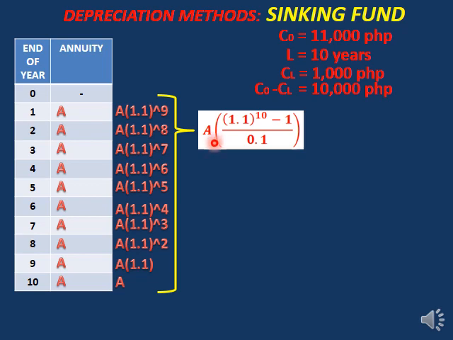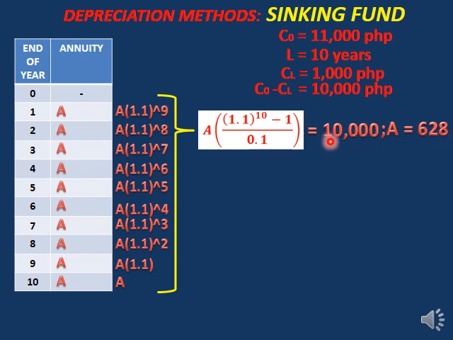Now we know that this amount must be exactly 10,000 pesos because this is the amount necessary to buy a new photocopier after selling the old photocopier as scrap. So computing for the value of A, we get A = 628.